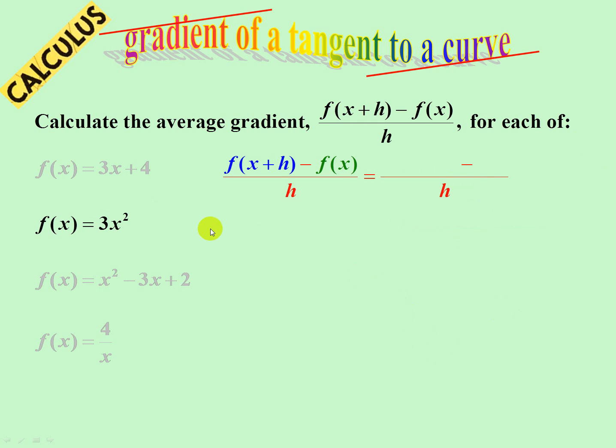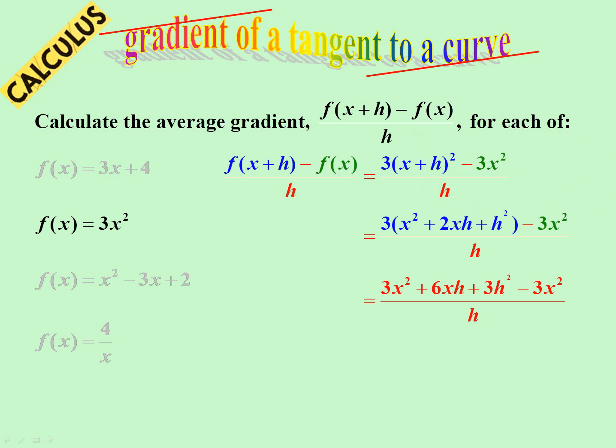F of x plus h. So we're going to put x plus h instead of x. So we'll have 3 times x plus h squared. Minus f of x. So we're going to have minus 3x squared. All over the h. Now it's algebra. Multiplying out, simplifying, common factor of h comes out, and we can cancel. There is our average gradient.